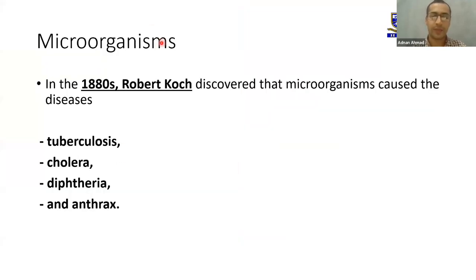After that, in the 1880s, 20 to 30 years after the experiments of Louis Pasteur, Robert Koch was another scientist who discovered that microorganisms caused diseases. Before the 1880s, when people got sick, they did not have any understanding of why a person was getting sick. A person would be coughing and having a fever.